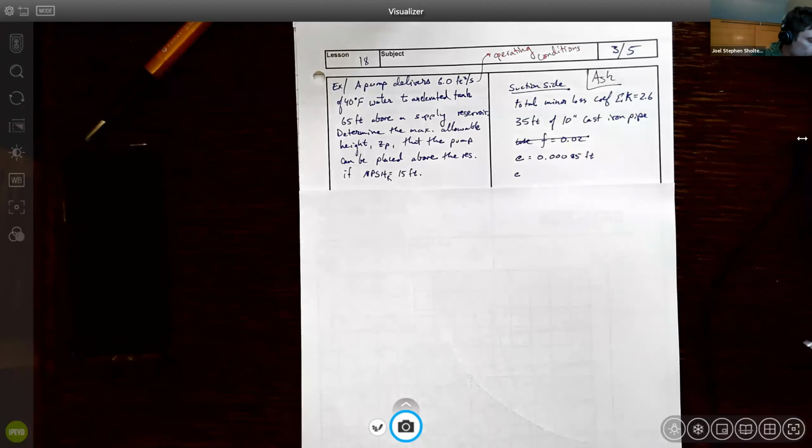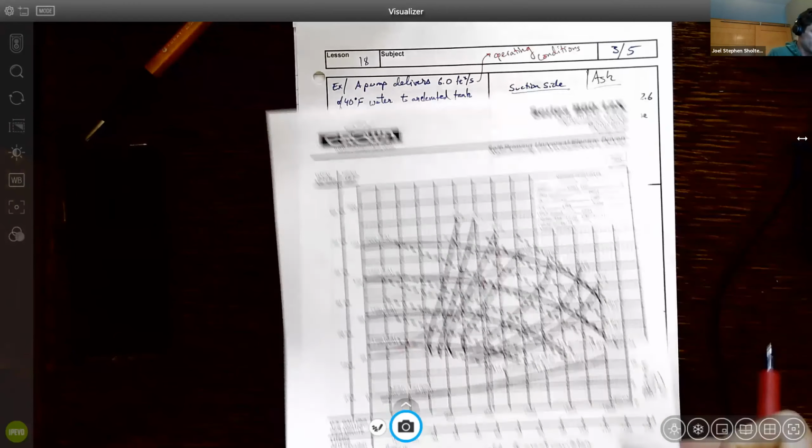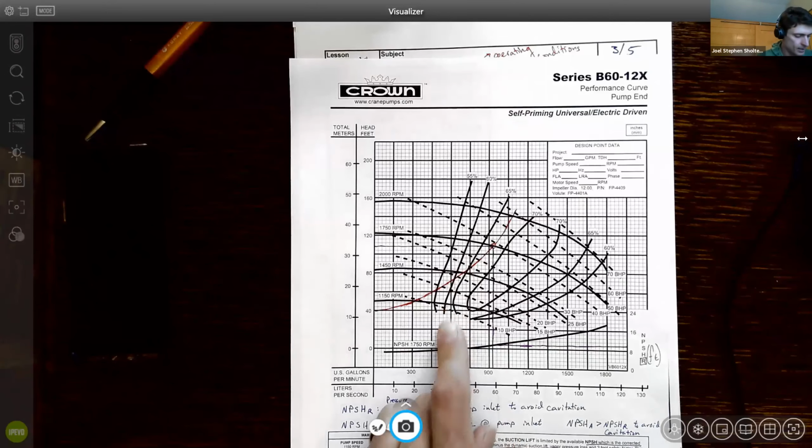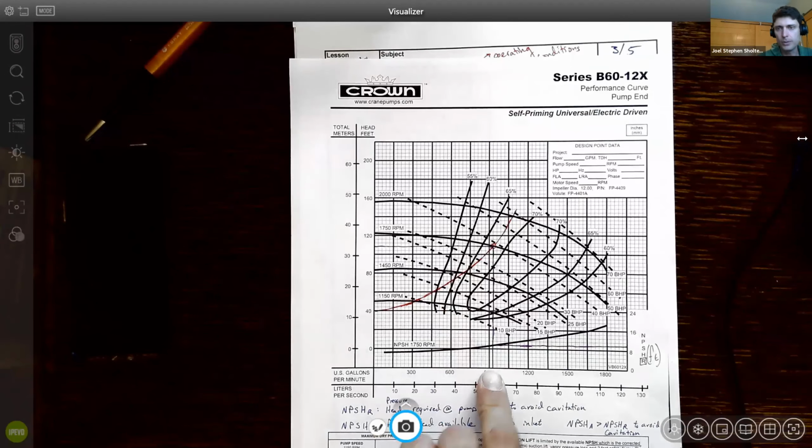We're saying that the net positive suction head required is 15 feet for this pump under those operating conditions. So we have a pump curve, and we're given the operating conditions, right? We're given that it's operating at 6 cubic feet per second. And so they gave us the net positive suction head from this curve, and they said that was 15 feet. So now we just need to go and calculate Z.